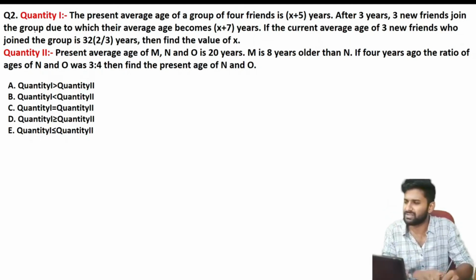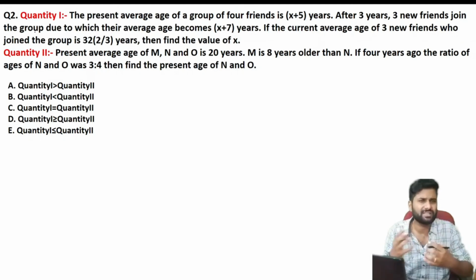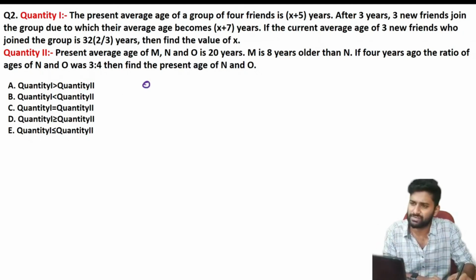Now question number 3. Generally, if you see the SPA examinations, definitely you can expect 2 to 3 questions from quantity based. Which quantity is higher? So here just check the calculation in quantity one. The data says that the present average of a group of 4 friends is x plus 5. So how many people are there here? 4 friends.